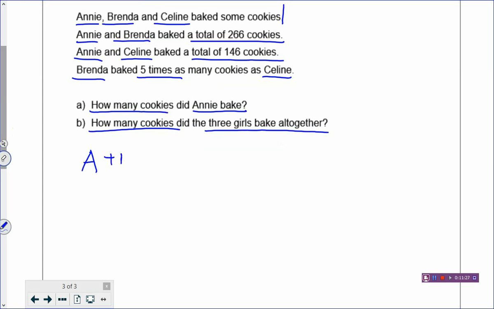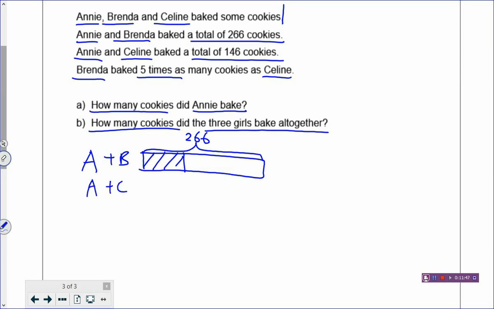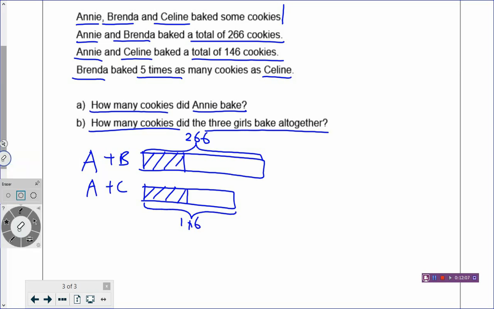Annie and Brenda bake a total. So these 2 persons share a model, right? And cut it into 2 parts. The first part always belongs to the repeated person. That's why you always put the repeated person in front. And these 2 persons, they bake a total of 266 cookies. And then Annie and Celine bake a total of 146, so the rectangle is slightly shorter, but still the same person, so you have the same shaded box. And they share a total of 146 cookies. Okay? Alright. Now let me just do some erasing.